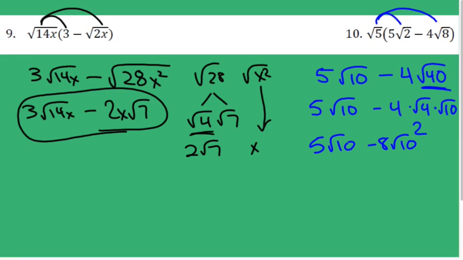Now a lot of kids will stop here. A lot of kids will stop here and that'll be what their answer is. Problem is that I've got same square root, same number underneath the square root, so I can put those together. So there's my answer, negative 3 square root of 10.